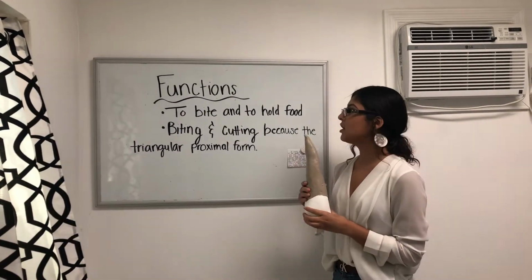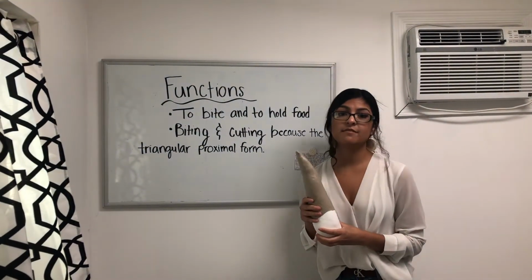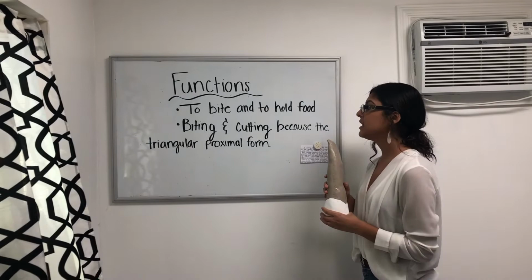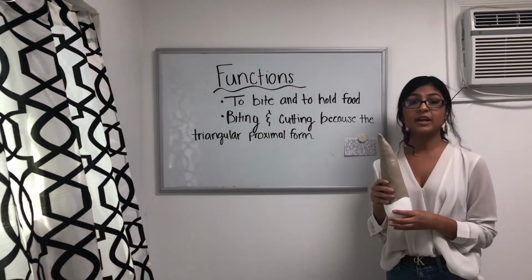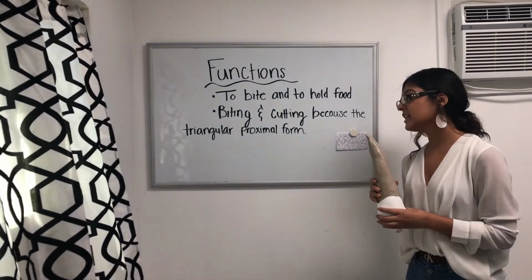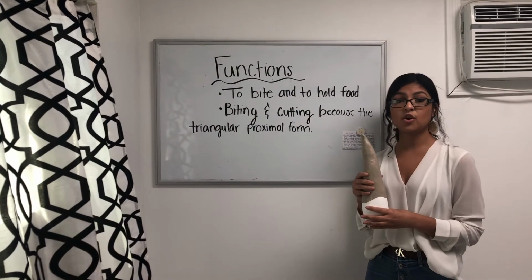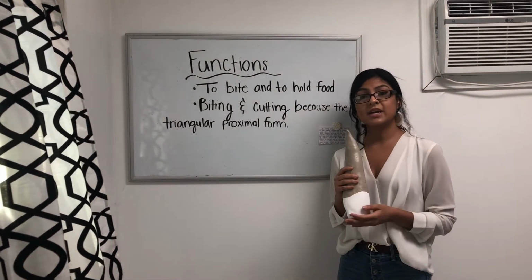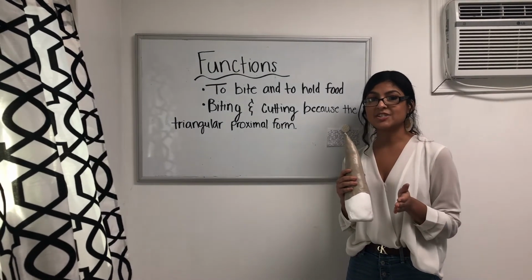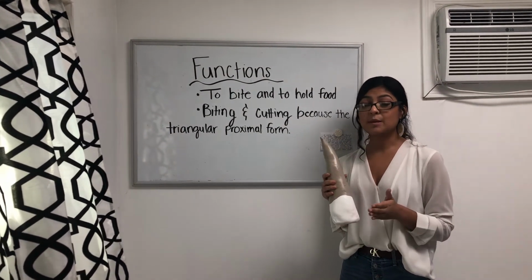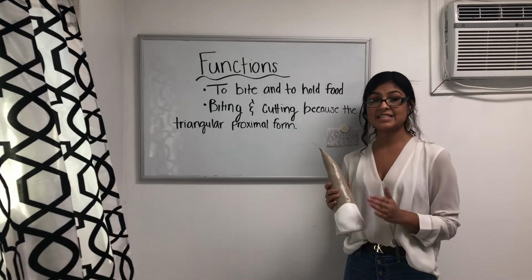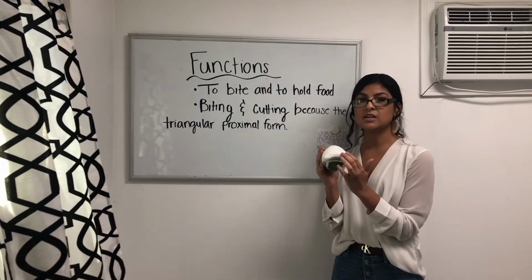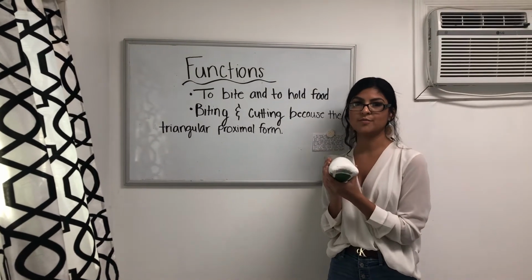So now I'm going to go over the functions of the tooth, and the first one is just to bite and to hold the food, and the second one is biting and cutting because of the triangular proximal form. And I just wanted to stop and say right here that you're going to hear several similarities between mine and Rosemary's tooth because the maxillary central incisor and the lateral incisor resemble each other almost exactly the same in all views. However, my crown just tends to be smaller and rounder in form.